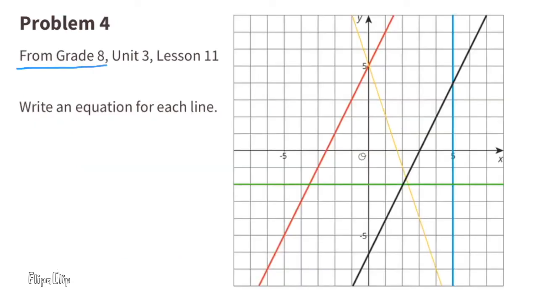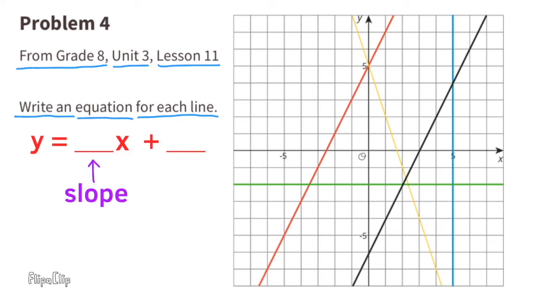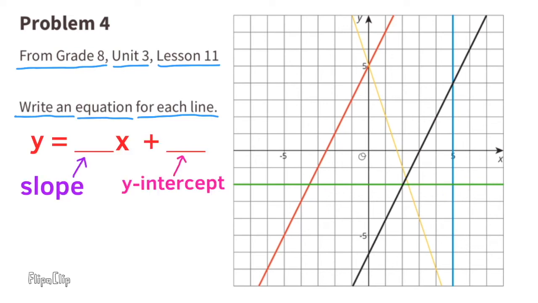Problem number 4 from 8th grade, Unit 3, Lesson 11. Write an equation for each line. We can use this slope-intercept form template. This space represents the slope, and this space represents the y-intercept. Let's start with the green line.